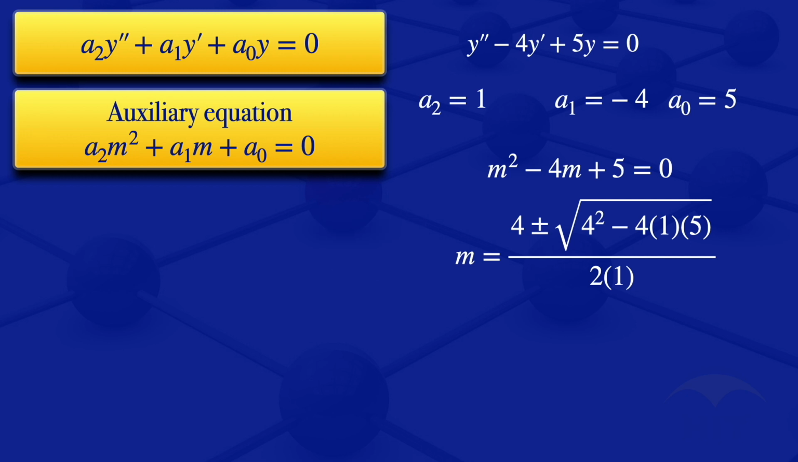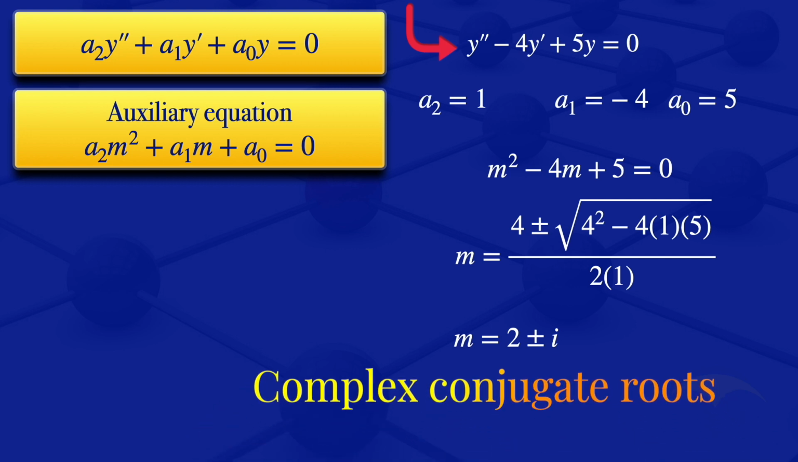Square root of minus 4, it will give us 2i. So we would have in the numerator there 4 plus or minus 2i. Then when you divide it by the 2 there, we would have that our m equals 2 plus or minus i. So what we are having there is the roots of the auxiliary equation for this ODE. They are complex conjugate roots.